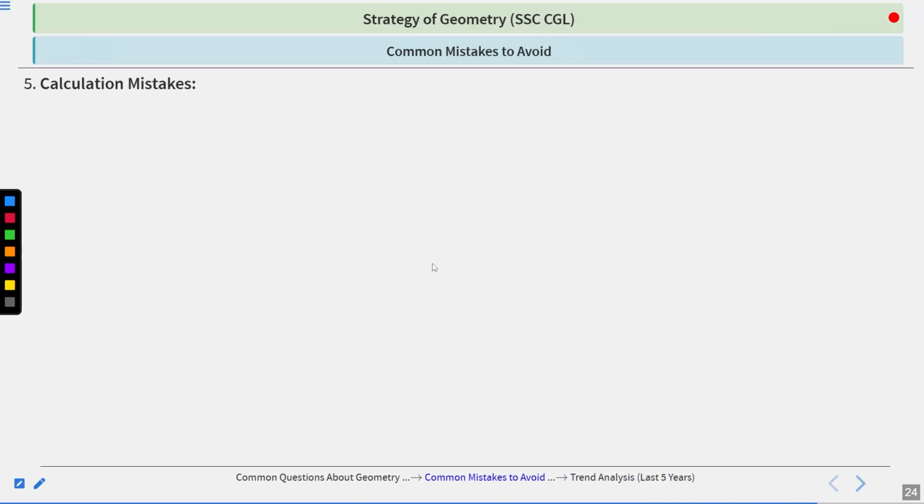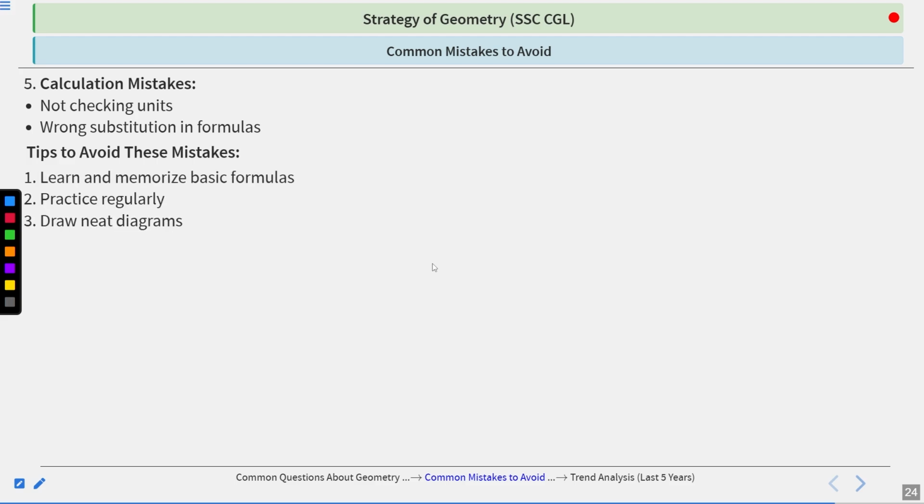Next mistake is calculation mistakes. This is a very general mistake which a large number of students make, wrong calculation. So not checking units in calculation, wrong substitution in formula. Tips to avoid these mistakes.